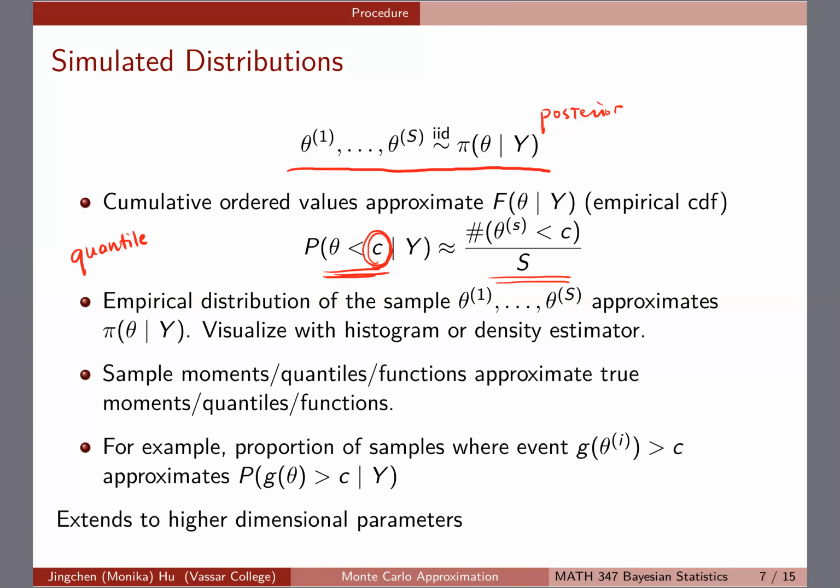So this form, I don't know if you know this notation, is cardinality. I'm counting how many observations are, say in this case, theta S less than C. So I count how many there are, I divide it by the total number of draws that I have, and I will get a percentage. So that will give you a good approximation for the quantile. And that's what we actually did using the quantile function. So that's just another justification.